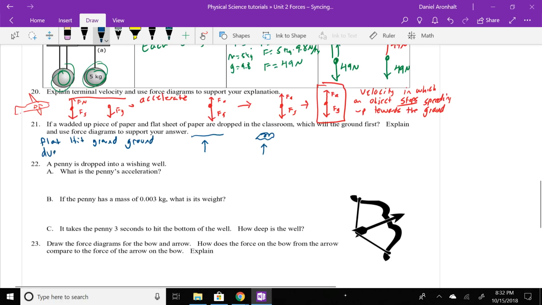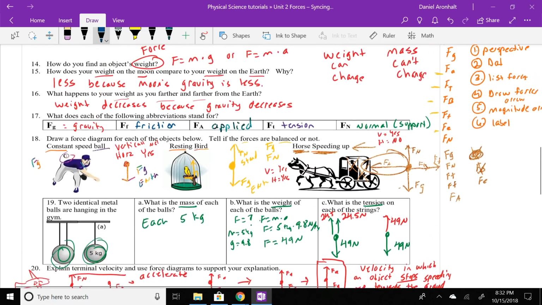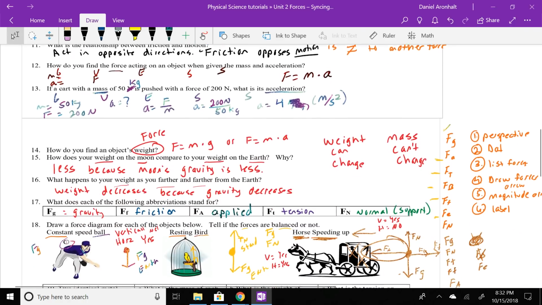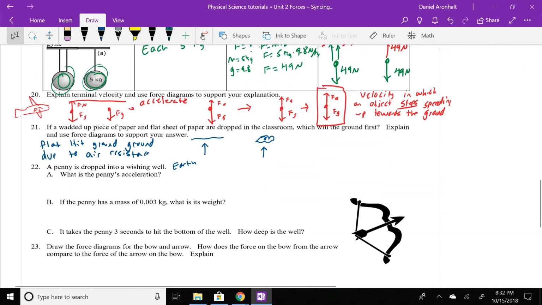due to air resistance. Okay, a penny is dropped into a wishing well. What is the penny's acceleration? Well, what planet are you on? Earth? Well, what's the acceleration? Let's go back up here. What is the acceleration due to gravity? So that's going to be 9.8 meters per second squared. Okay.